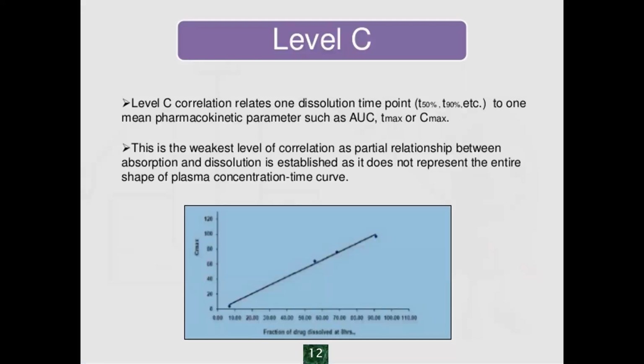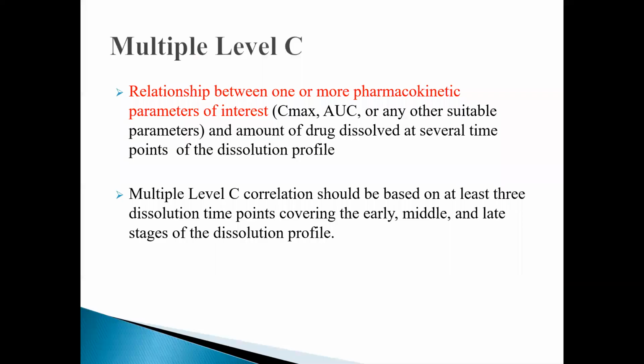Level C correlation relates a dissolution time point like T15, T90, etc., to a mean pharmacokinetic parameter such as AUC, Tmax, Cmax. This is the weakest level of correlation, as only a partial relationship between the absorption and dissolution is established, as it does not represent the entire shape of the plasma concentration time curve.